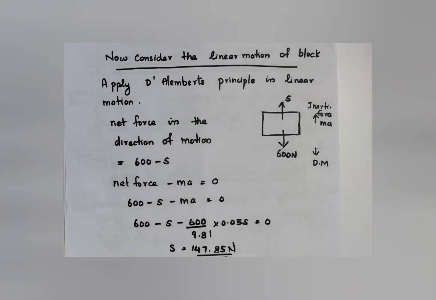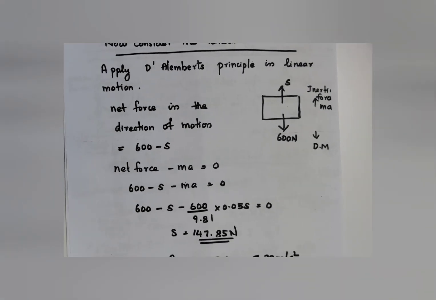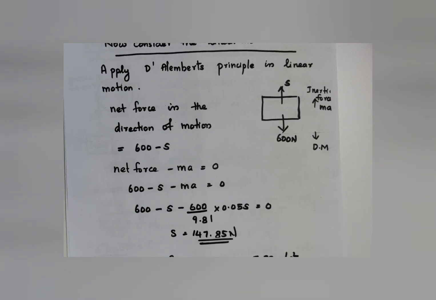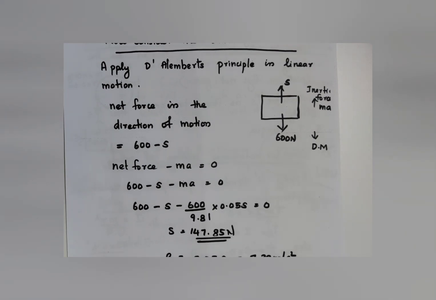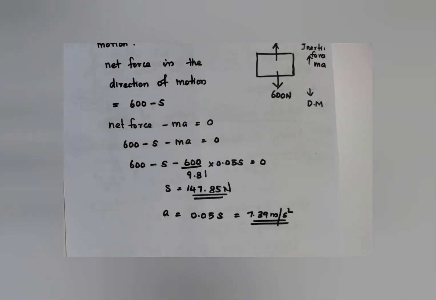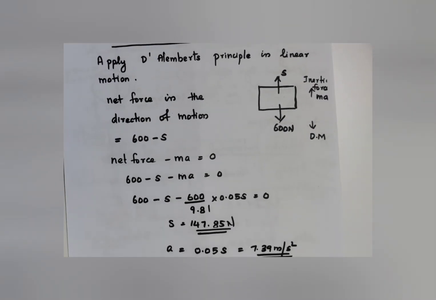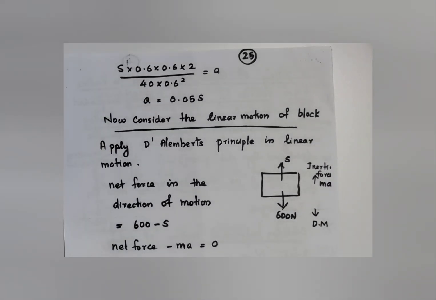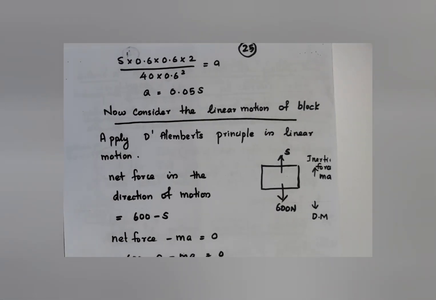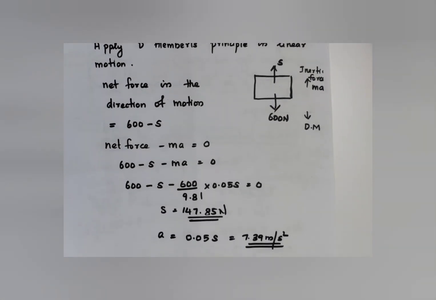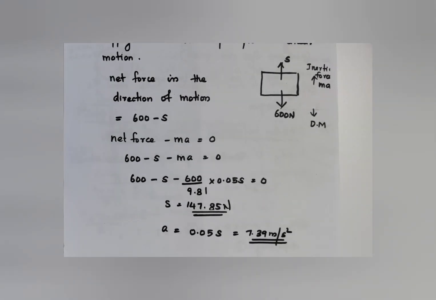Next you have to apply D'Alembert's principle for the linear motion. D'Alembert's principle is F minus m a is equal to 0, where F is the net force. So that is 600 minus S minus m a is equal to 0. From this equation you get S as equal to 147.85. After getting this you can substitute in the previous equation to get the acceleration. a is equal to 0.05 S, that is equal to 7.29 meter per second squared.